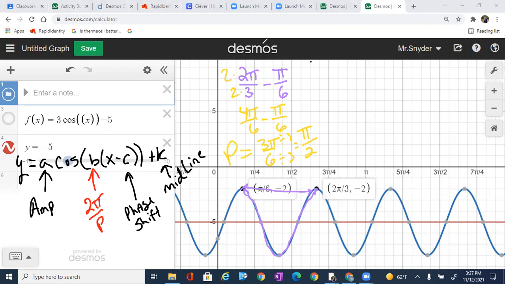But here's the problem. That's not what we put in our equation. We put the b value, which is the number of periods in 2 pi. And so what we have to do is take 2 pi and divide it by the period.